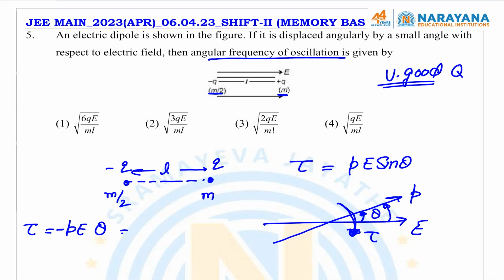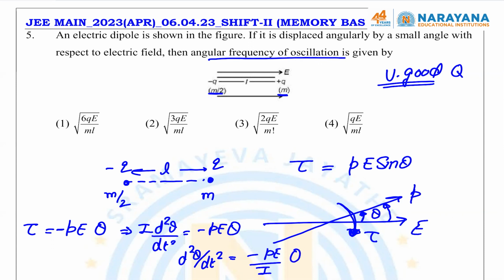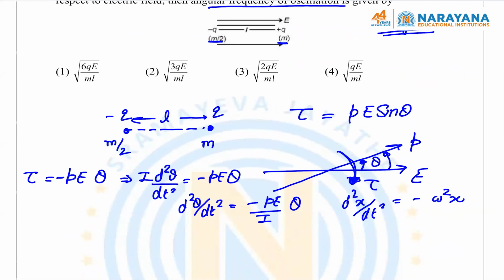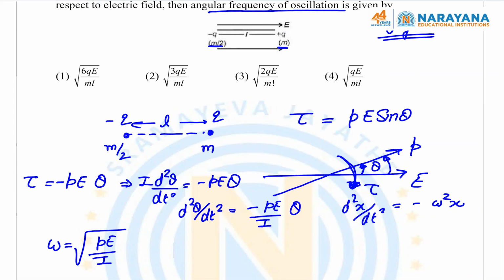Now torque is I alpha. So I alpha, alpha is d square theta over dt square, is equal to minus PE theta. So d square theta over dt square is minus PE over I times theta. This is matching the differential equation d square x by dt square is equal to minus omega square x. So omega square is PE by I and omega is square root of PE by I. This is what we needed to find out, the angular frequency.